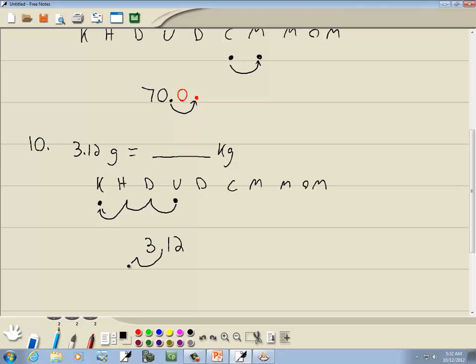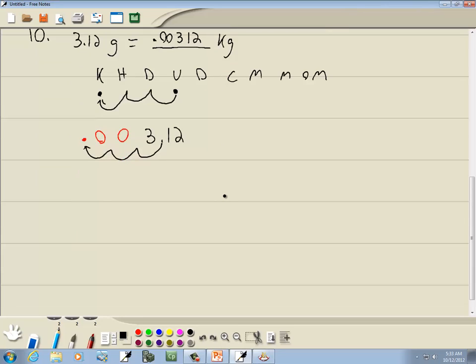So 1, 2, 3 places to the left. This is my new location of my decimal, and I put zeros here for those missing ones. So I got 0.00312 kilograms.